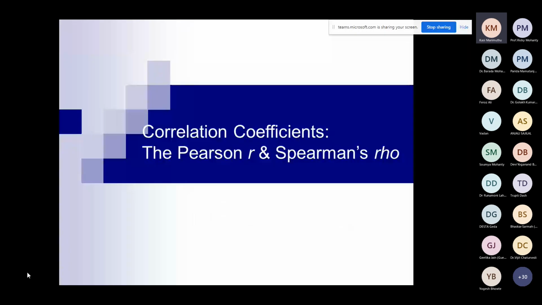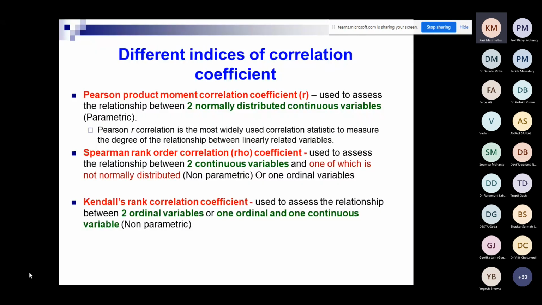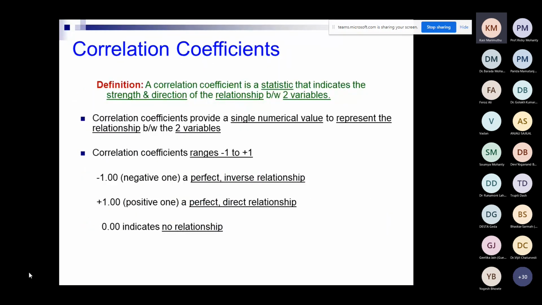So we move on with today's session, correlation coefficient. And first, I think the previous last week, I have covered a little bit about the correlation coefficient. There are a couple of correlation coefficients we can run: parametric Pearson correlation, non-parametric Spearman, and the Kendall's. So we move on with what is correlation, by the way, in definition.